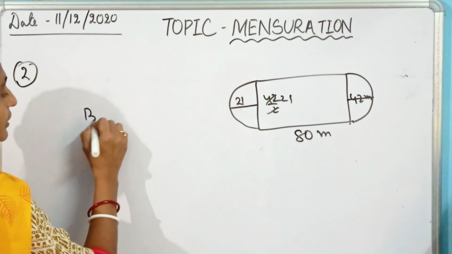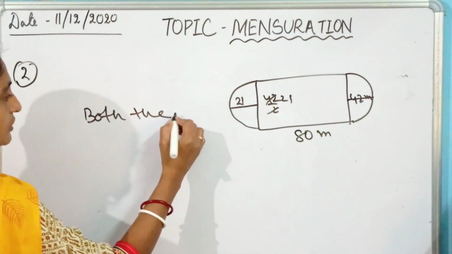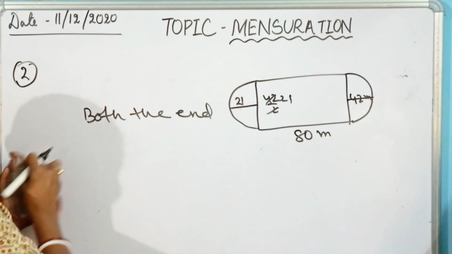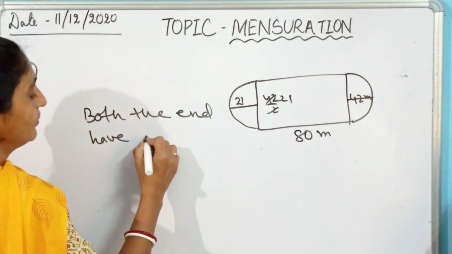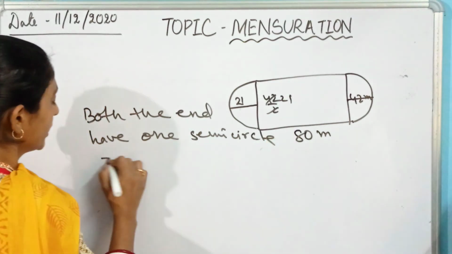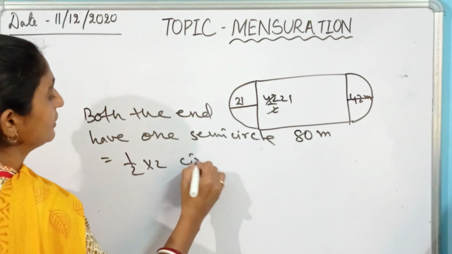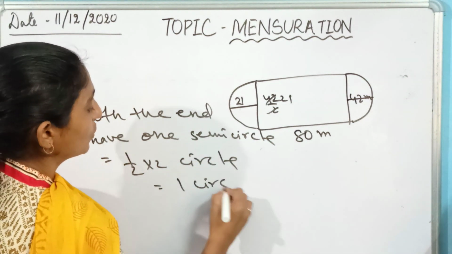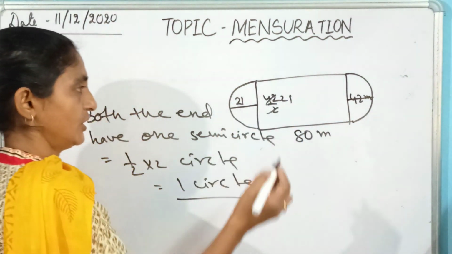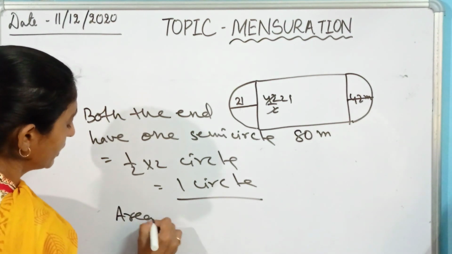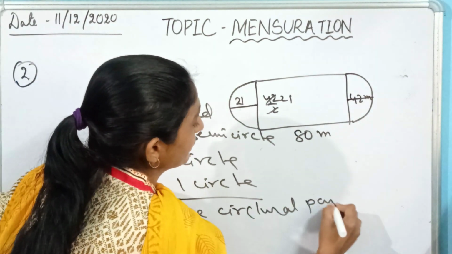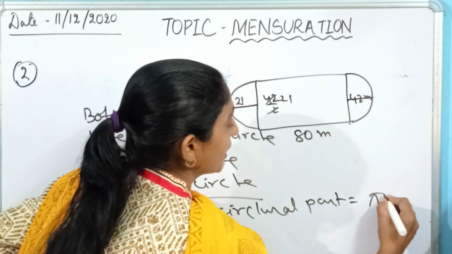So at both ends we have two semicircles. Half into two circles is equal to one circle. So one part is over for us. We can consider that it is a complete circle. So what will be the area of the circle? Area of the circular part is equal to pi r square.